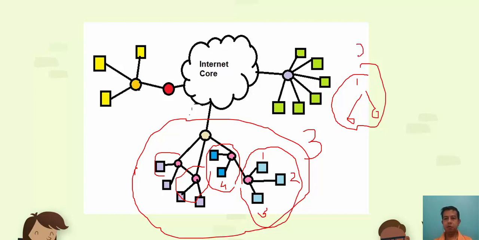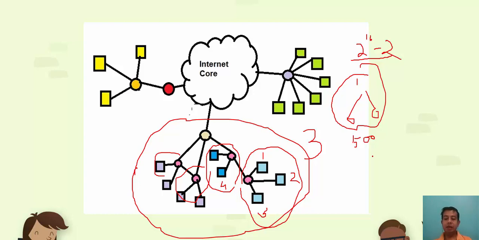Remember, we can connect up to 2 to the power 16 computers, minus 2, in a class B network. Now I have bought a class B IP address, and then I have connected around 500 computers in one of my departments, a normal size of a department. Now what happens? A huge number of IP addresses have gone to waste because I could have connected this number of computers, but I connected only 500 computers.